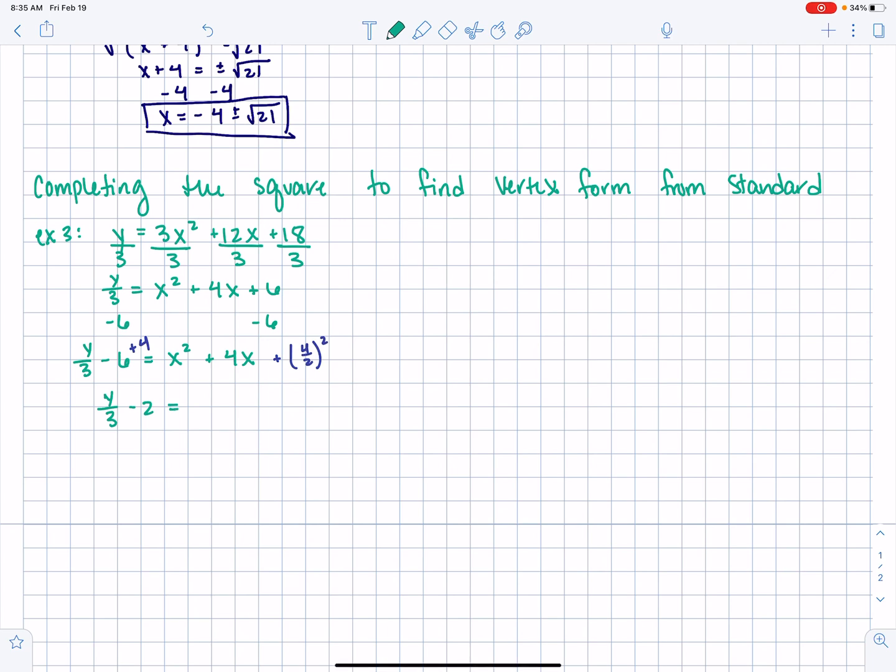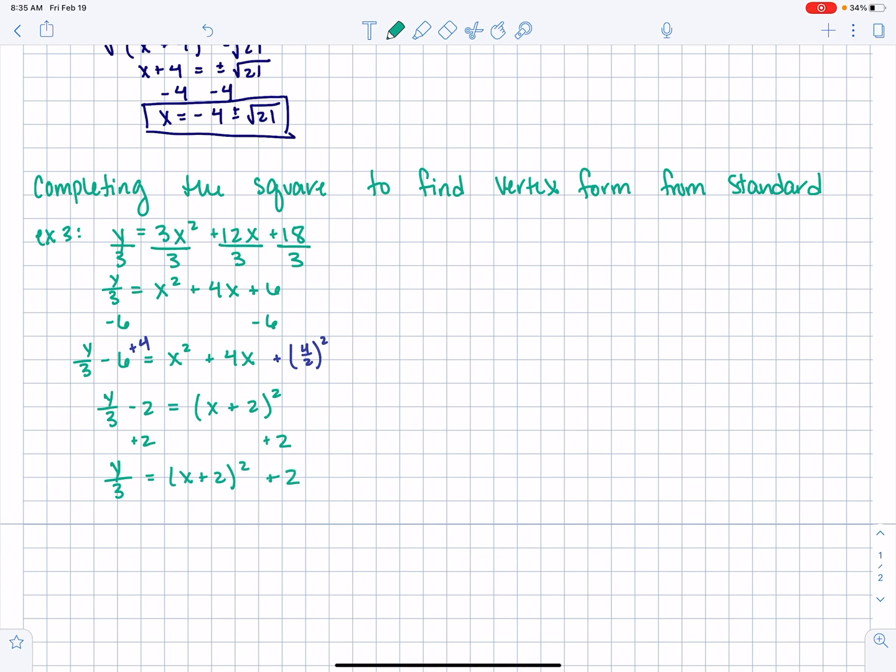And we're going to factor this one, which if you notice with factoring, it actually just turns into x plus half of b, and then you square that. So this is x plus 2 squared. And now we're going to go ahead, we're going to isolate y. So we're going to add that 2 over again. So y over 3, that's a y, is equal to x plus 2 squared plus 2.